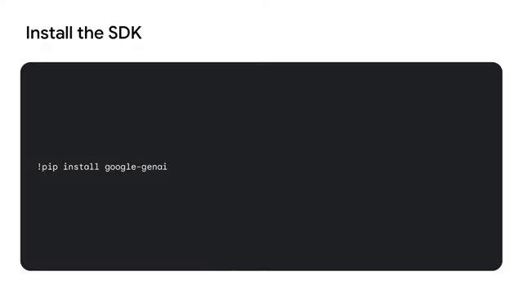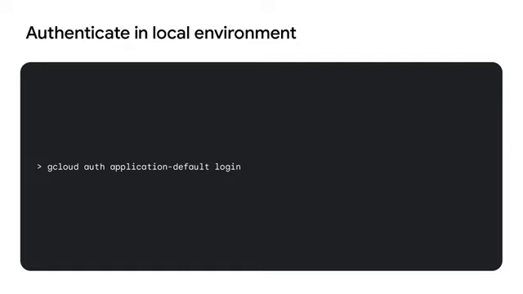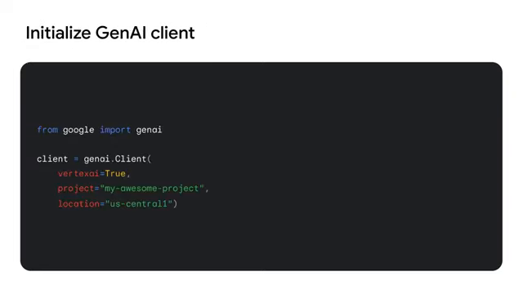You start with installing the Google GenAI SDK using pip. Then you will need to authenticate your environment. If you are using Google Colab, you can use its auth module to do it quickly. If you're using a local Python environment, you can use the gcloud CLI, run this command, and authenticate with your user credential. Then you need to create a GenAI client.